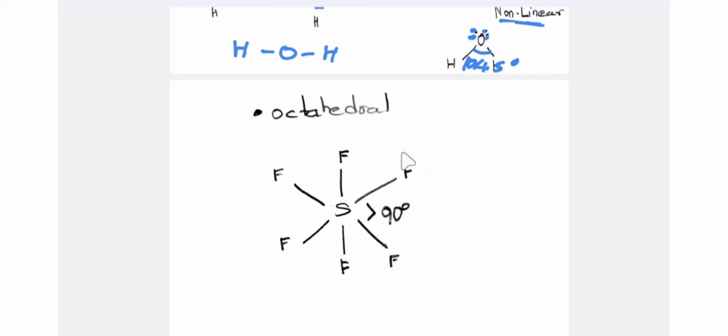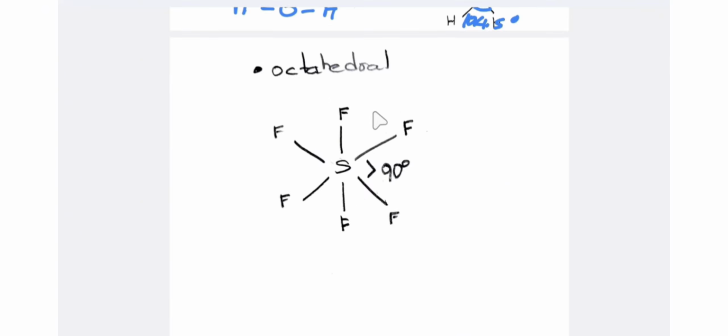And last of all, sulfur hexafluoride. For sulfur hexafluoride, here we can see the sulfur and the fluorines. The structure we refer to as octahedral, and the bond angles are all 90 degrees.